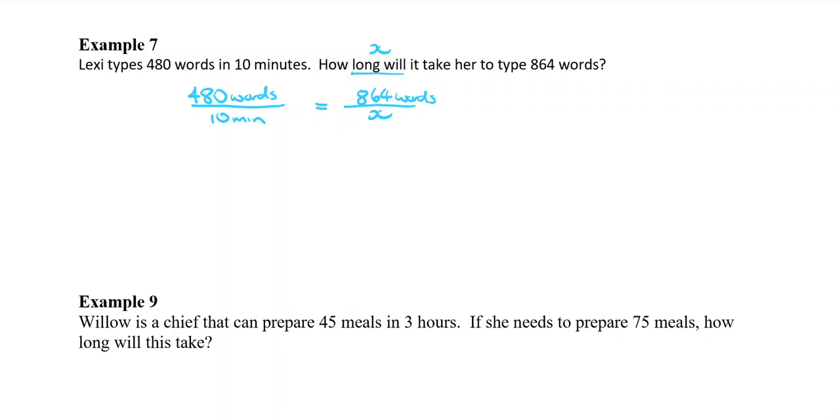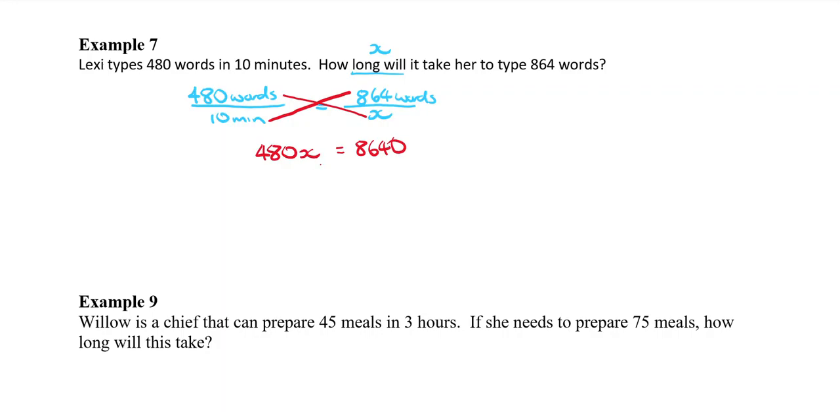This is why the fractions are so helpful, because sometimes the X is on the top and sometimes it's on the bottom. And doing it in other ways, that can be a little bit confusing as to when to times and when to divide. Okay, so with our solving, we're going to cross multiply, starting with the X. I'm going to do X times 480, so that's 480X. Then I'm going to do 10 times 864, which is 8640. I don't need the units anymore.